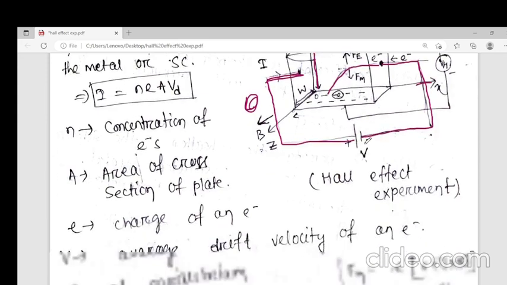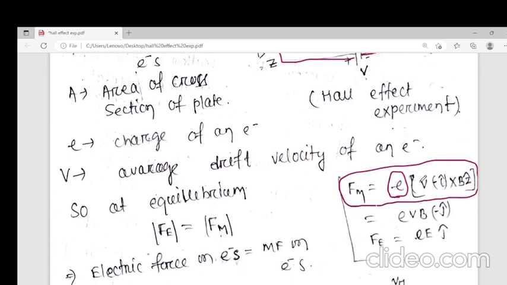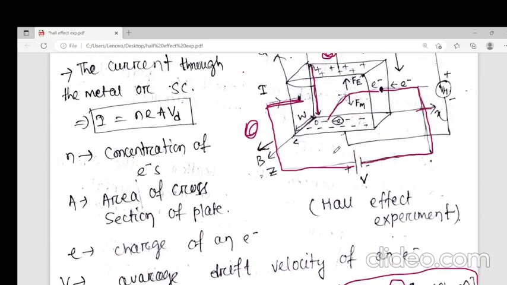Okay, so let's see the expression of the magnetic force here. As you know, F = qv × B, where q is minus e, velocity is along minus i cap, and the magnetic field is along z cap. So the force is evB, and i cross k gives minus j cap. So the force will be along minus j cap, and the electrons try to deposit along the lower side of this cube. Okay, so what happened next?